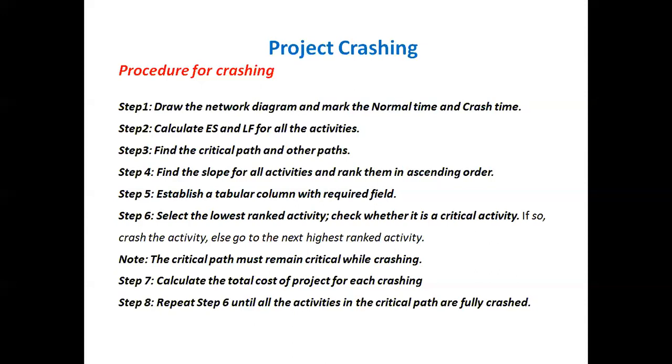Then calculate the total cost of the project for each crashing. We know that the total cost of the project is the sum of direct cost and indirect cost. Then repeat step 6 until all the activities in the critical path are fully crashed. The same procedure is to be followed till all the activities in the critical path are crashed. Okay, this is the simple procedure. Then we will continue with solving the problem.